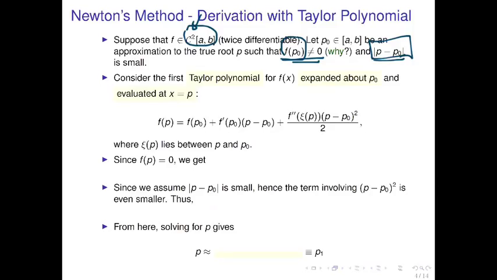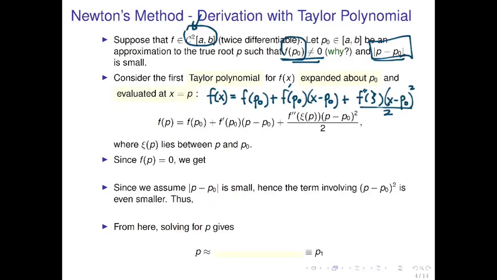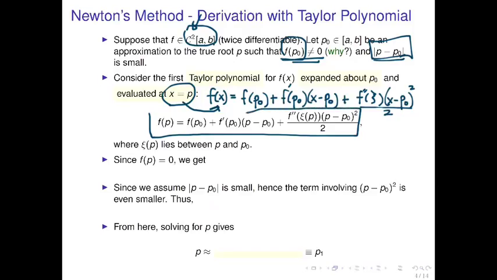Now, if we consider the first Taylor polynomial for the function f of x expanded at the point p sub 0, then we get the following expression. We then further evaluate this expression at the point p. Basically plug in p wherever we see an x in that expression. We then get the following expression. Notice the c is any number in between p and p sub 0.